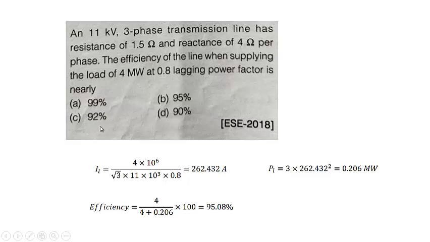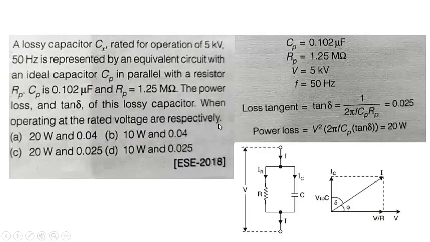I don't know why I have forgotten this, but the approach is the same. The only thing is, I forgot to multiply here by 1.5. This is very important. So here the option is now 92%. So this question was asked in the 2018 Engineering Services Examinations. Now one more question, which is a very simple question, again asked in the same examination.